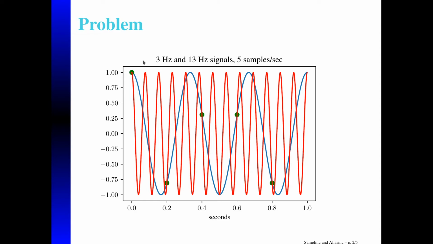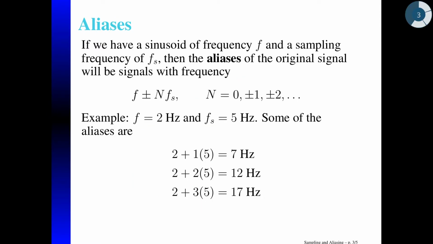But once again, the issue here is that when I take this sample right here and get this value, it could have come from either the red line or the blue line. So when we have a sinusoid of frequency f and a sampling frequency of fs, then the aliases of the original signal will be signals with frequency f plus or minus N times fs, where N is 0, plus or minus 1, plus or minus 2, and so forth.